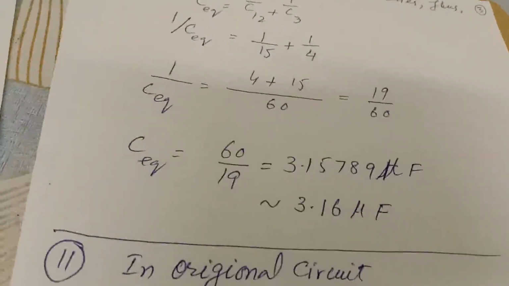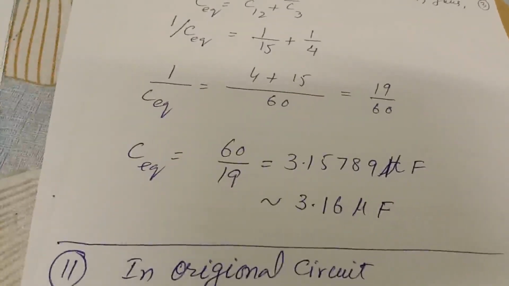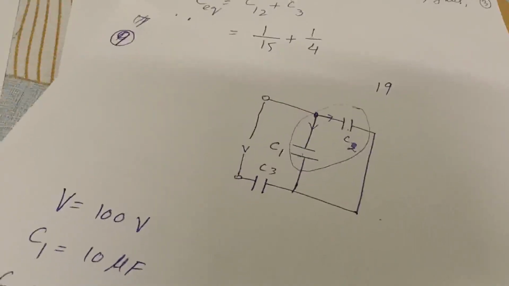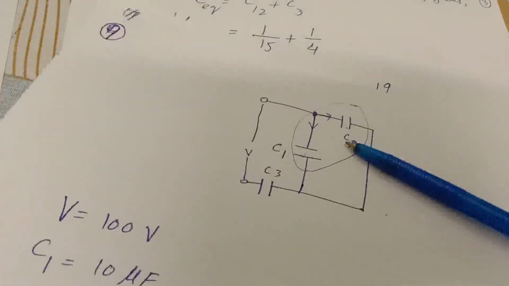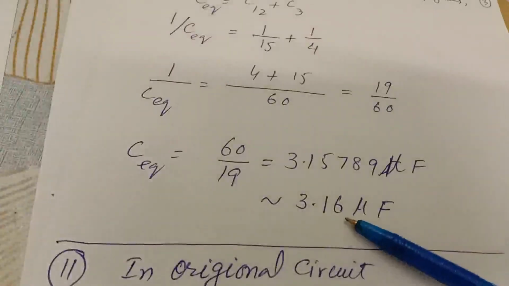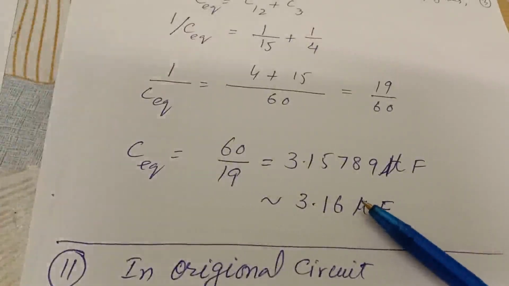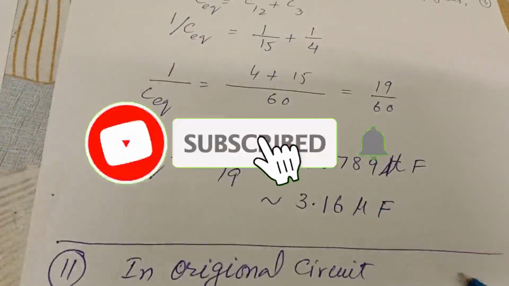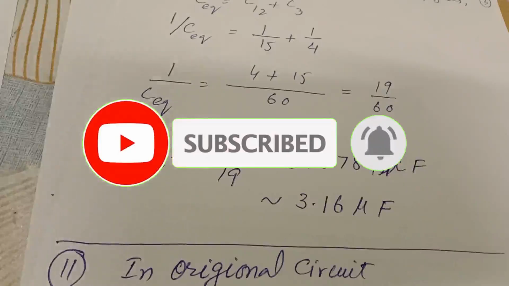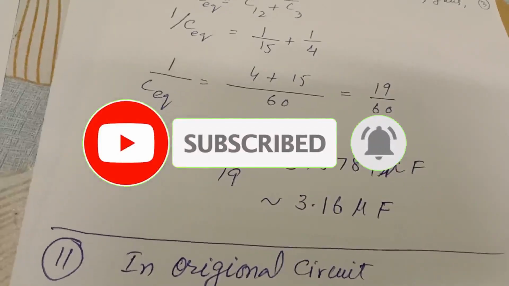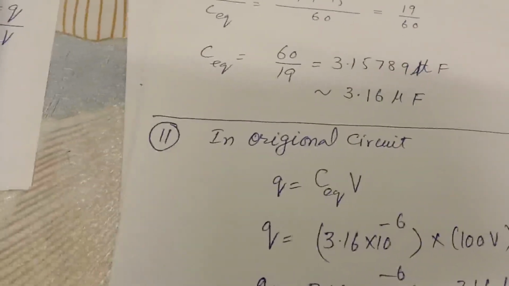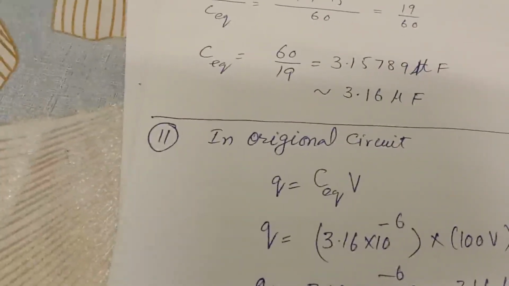So the equivalent capacitance of this circuit, which was given initially in the question, is 3.16 microfarad. So this completes our problem number 9. And next is the same figure for problem number 11, and I will read it for you. Problem number 11 is this problem.